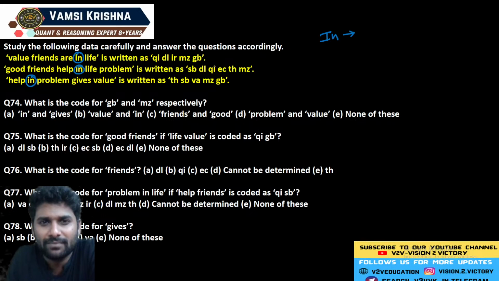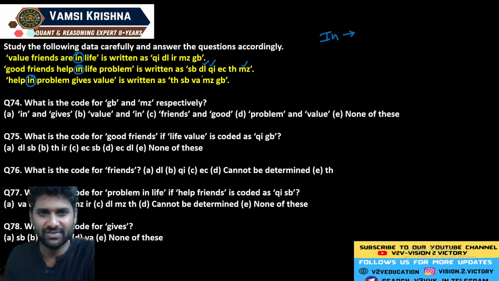See, QA, maybe. GL, maybe. IR, not there. MZ, maybe. GB, not there. Okay. Now the last one. DL, not there. So DL is not a code language. QA is not there. Definitely MZ. So the code language for in is MZ.